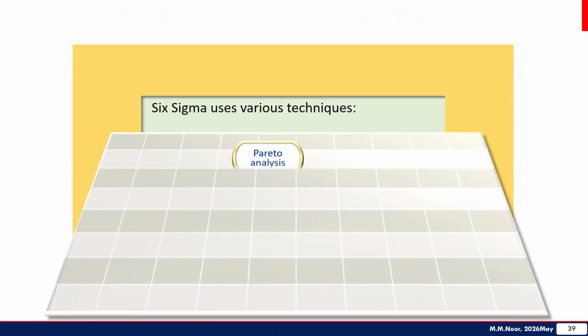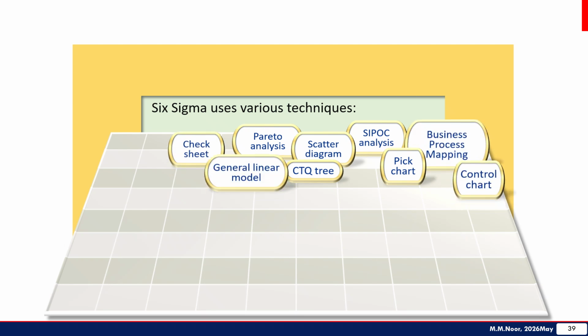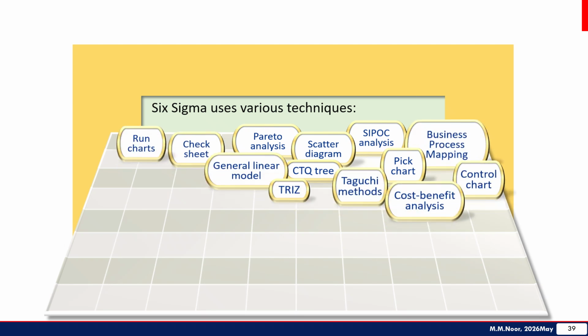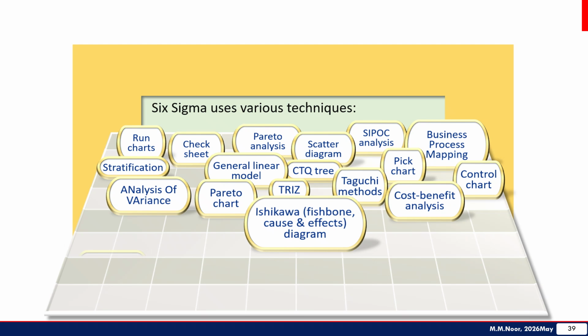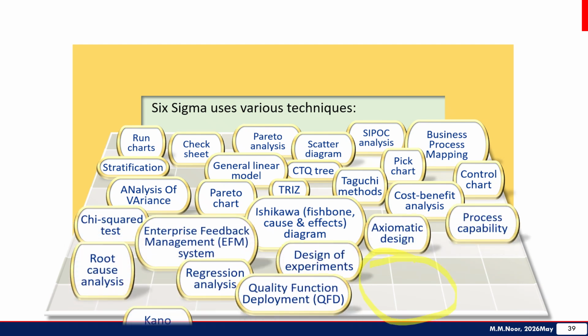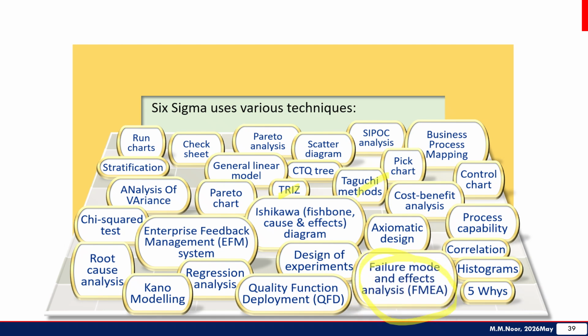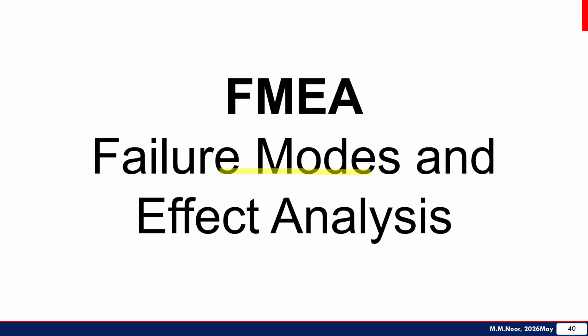And from this, there are a lot of tools that we can use for Six Sigma, including FMEA and some other tools like TRIZ, the Taguchi method, and many other tools. Failure mode and effect analysis, there is an F, M, E, and A.